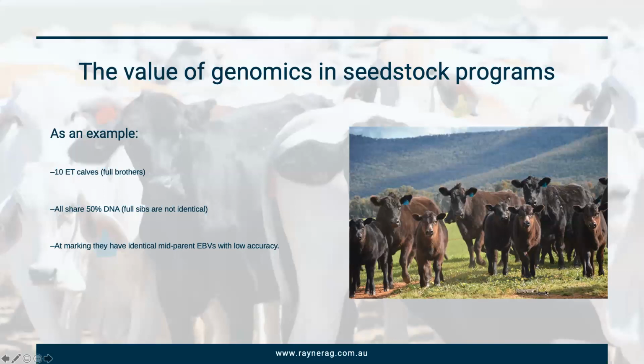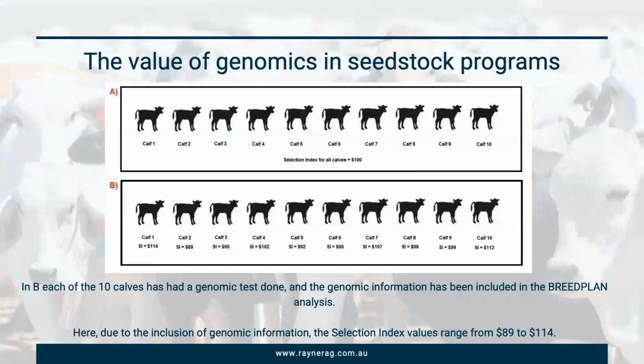So how do you decide which are the bulls that you would keep to put into your program or not? And this is where genomics starts to come into play. I'll come to selection indexes before we finish, but we looked at those 10 calves, and they've all got the same mid-parent EBV, and they've all been given a selection index of $100. So they're all the same.